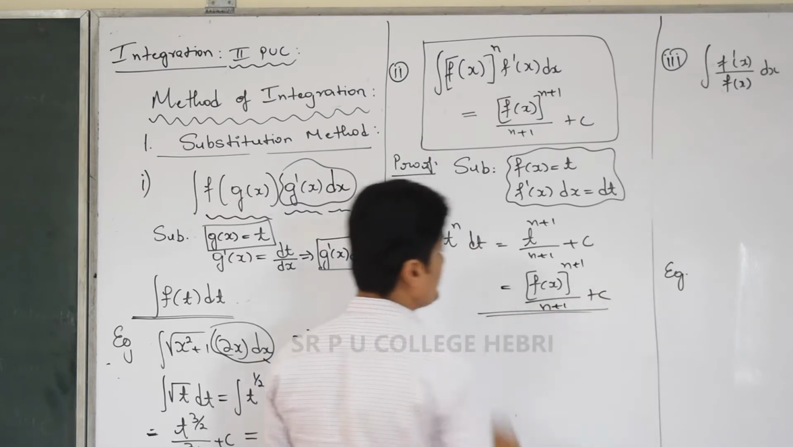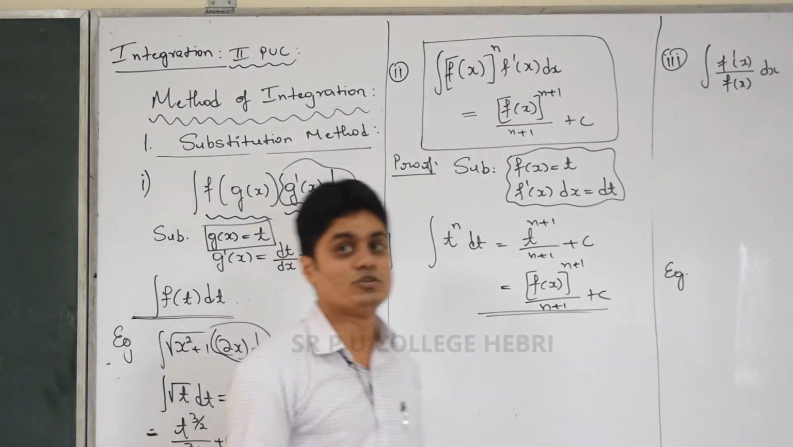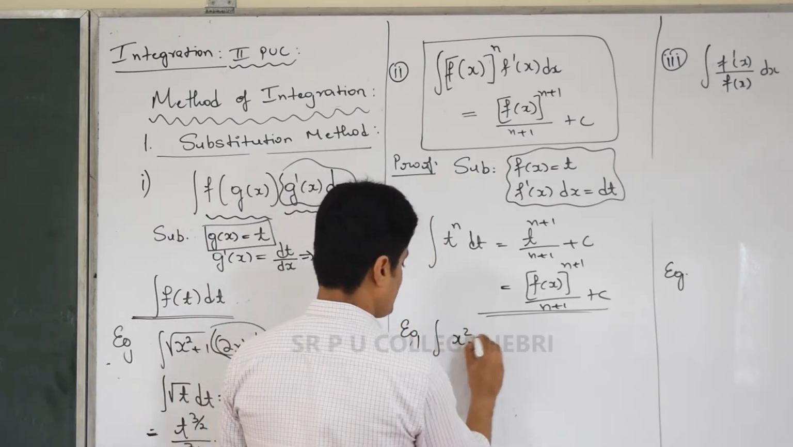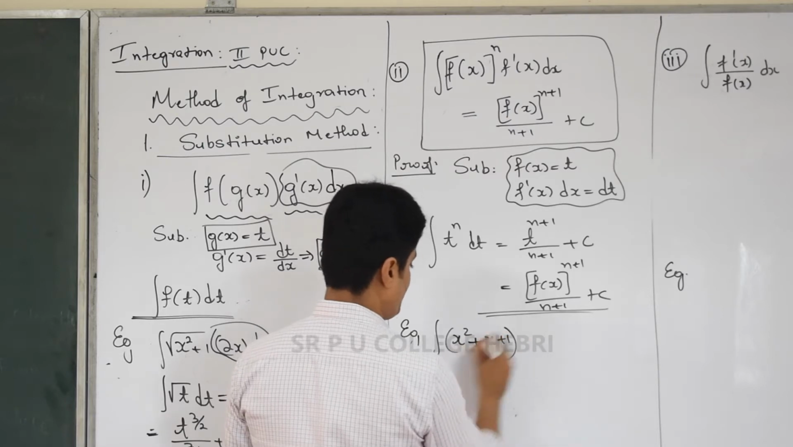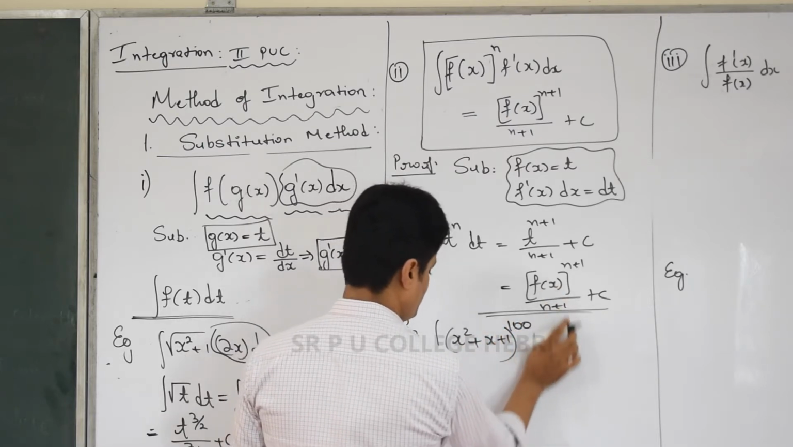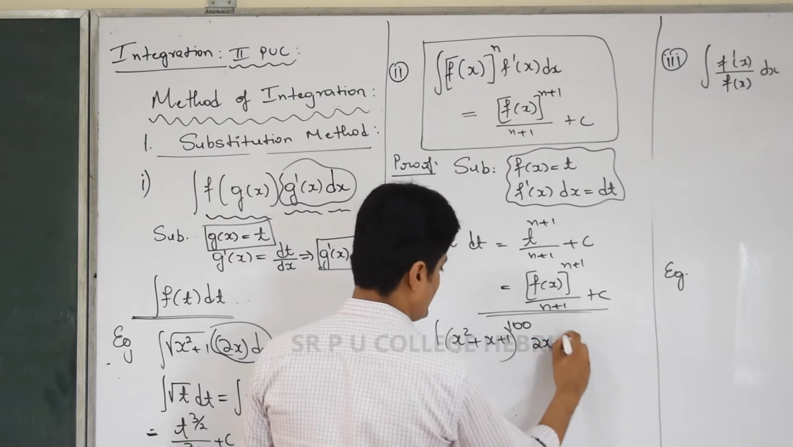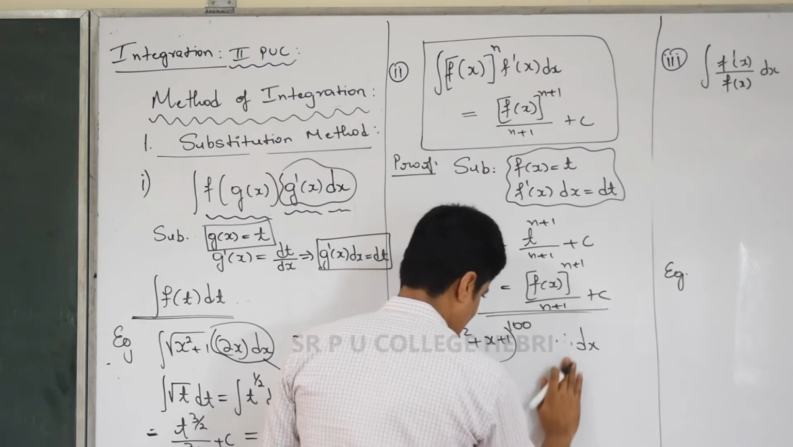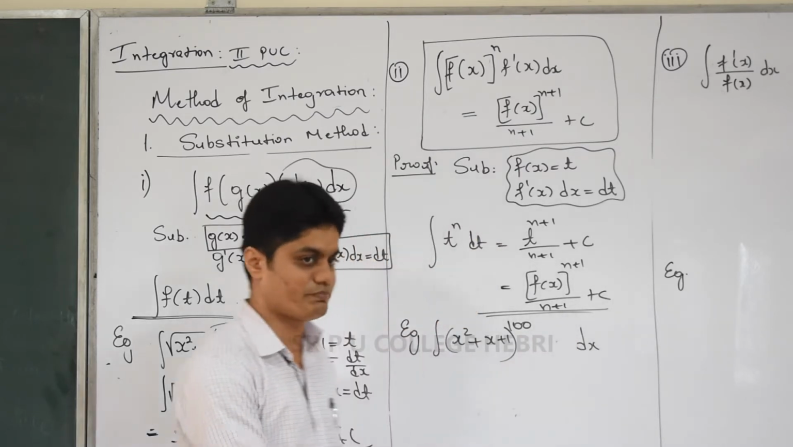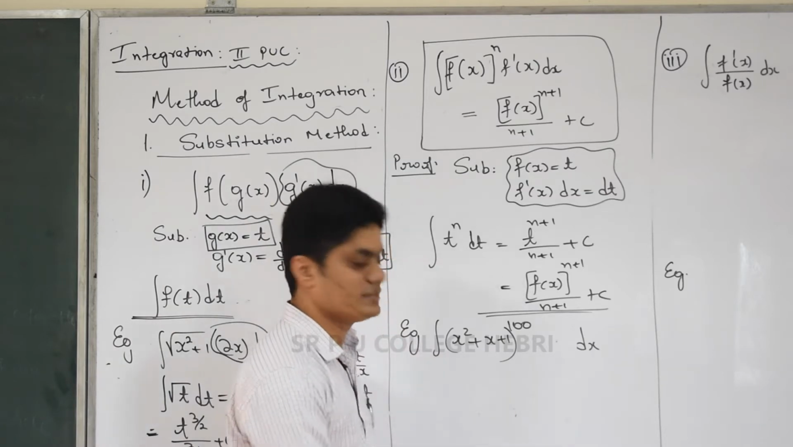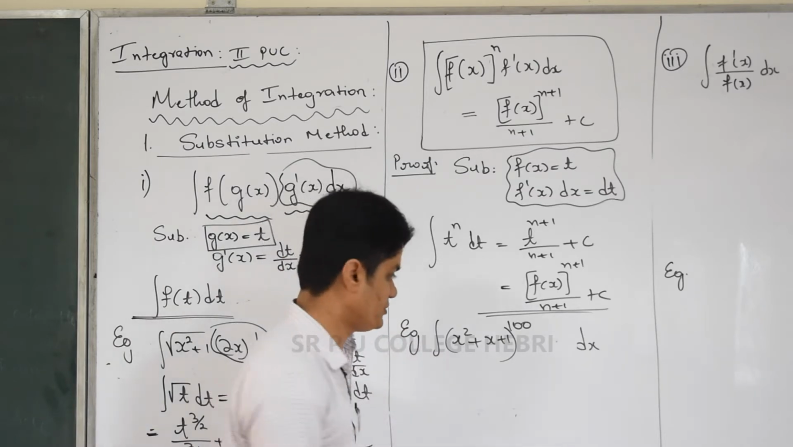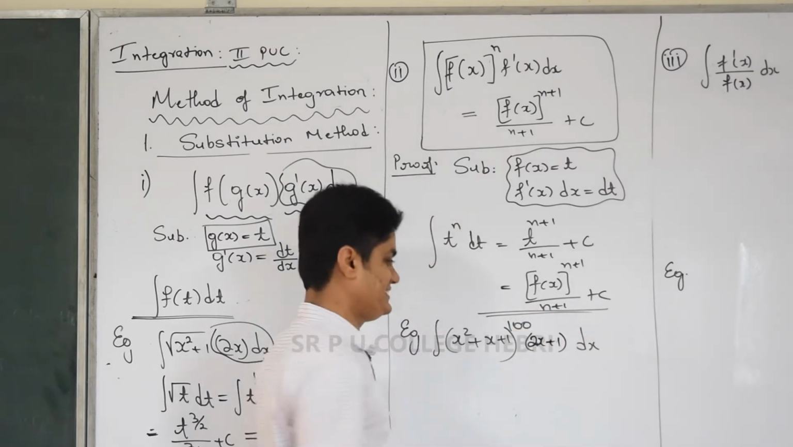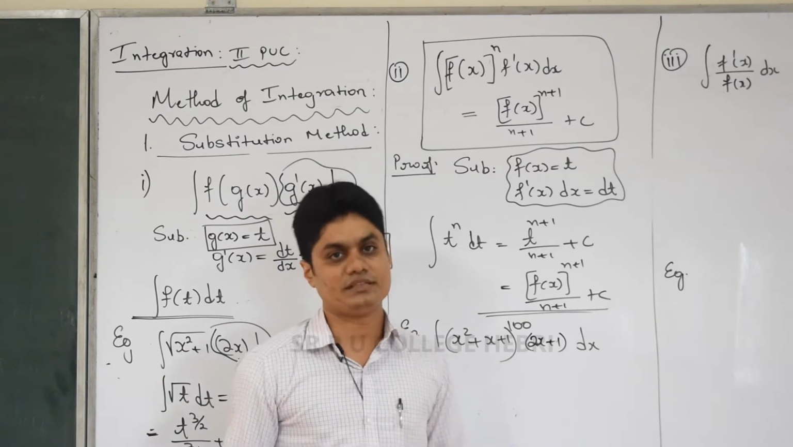So this is the proof for the general type f of x whole raised to n into f dash of x dx. For example, x square plus x plus 1 whole to the power 100 into 2x plus 1 dx. If it was only this, you can't integrate it. Possible by expansion method, but for PU level, we say that this integration is never possible. This must contain this factor, because this is the derivative of x square plus x plus 1.